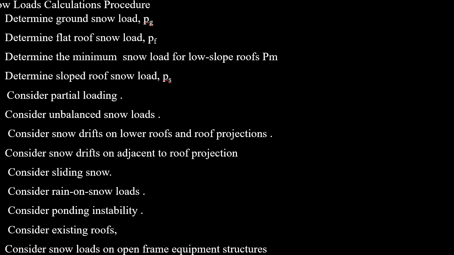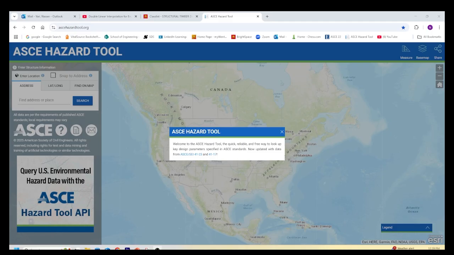One of the things I want you to see is what I have on the board. We do a snow load calculation procedure. Basically it is 13 steps, and we're going to go through all those steps one by one. So let's go ahead with step number 1, determining the ground snow load, pg.